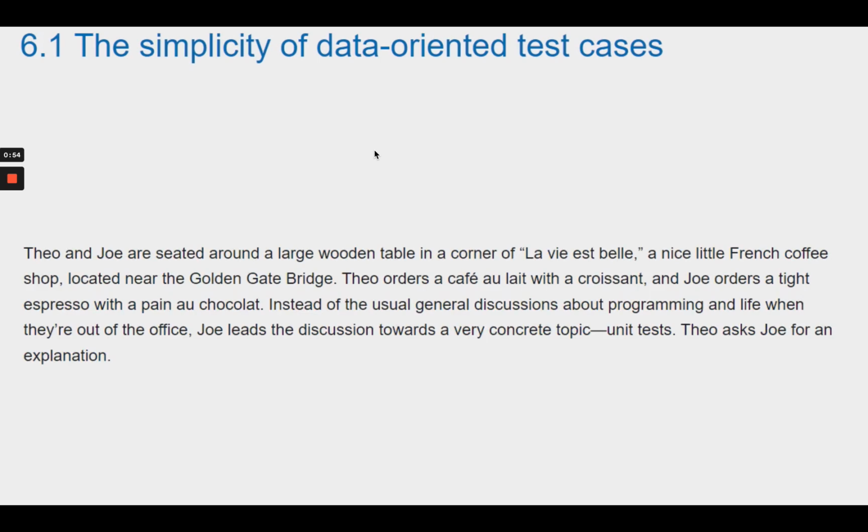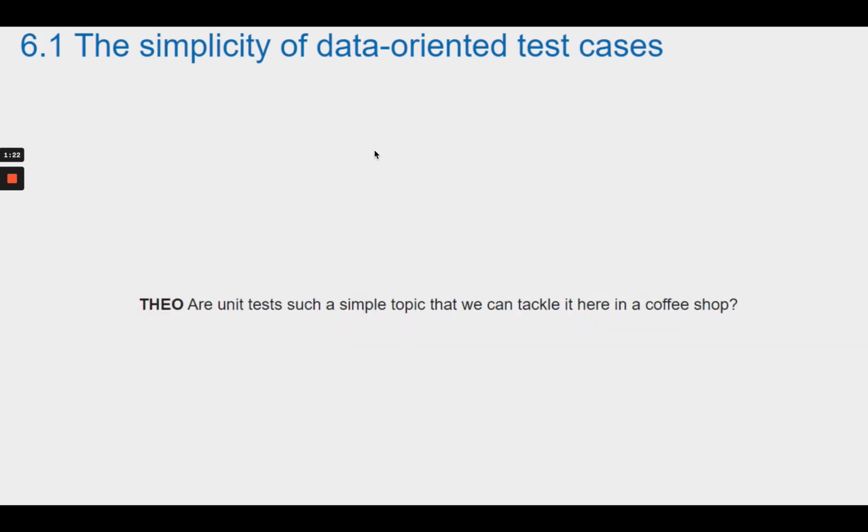Theo and Joe are seated around a large wooden table in a corner of La Vie est Belle, a nice little French coffee shop located near the Golden Gate Bridge. Theo orders a café au lait with a croissant, and Joe orders a tight espresso with a pain au chocolat. Instead of the usual general discussions about programming and life when they're out of the office, Joe leads the discussion towards a very concrete topic: unit tests. Theo asks Joe for an explanation.